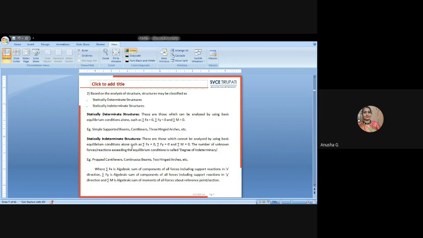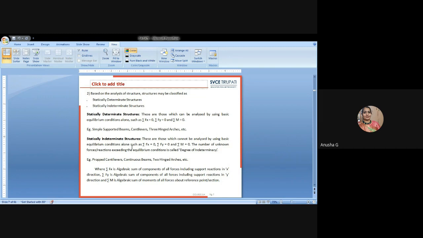are called statically determinate structures. Whenever we see statically indeterminate structures, these are the structures which cannot be analyzed by using the basic equilibrium conditions, that is, summation of vertical forces, summation of horizontal forces, and summation of moments equal to 0. When the number of forces and reactions exceeds the equilibrium conditions, that is, the equilibrium conditions are 3 and our number of unknowns is more than 3, then it is called a statically indeterminate structure.